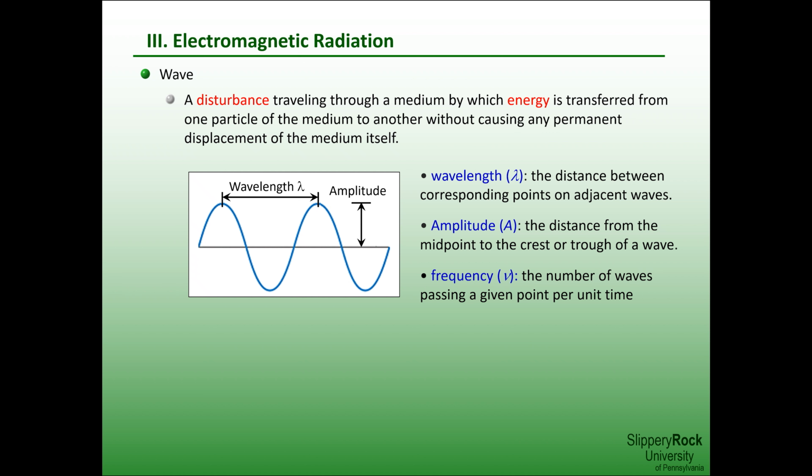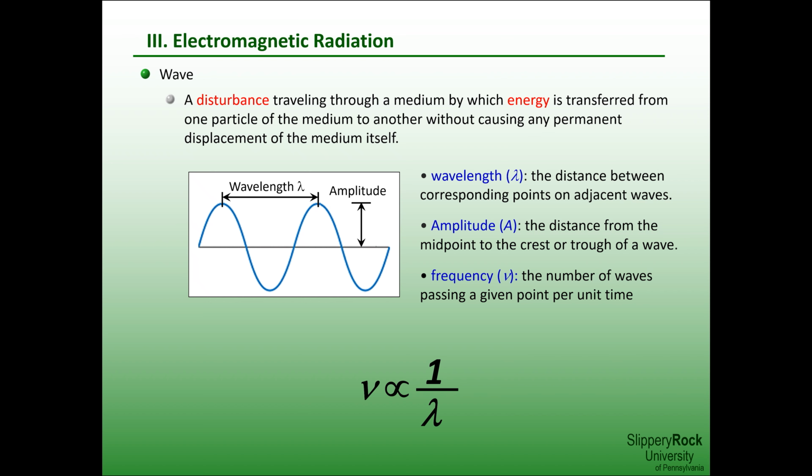Wavelength and frequency are inversely related. As one increases, the other decreases. This relationship is expressed like this: nu is directly proportional to 1 over lambda, or nu is inversely proportional to lambda. This means that shorter wavelengths correspond to higher frequencies, and longer wavelengths correspond to lower frequencies.